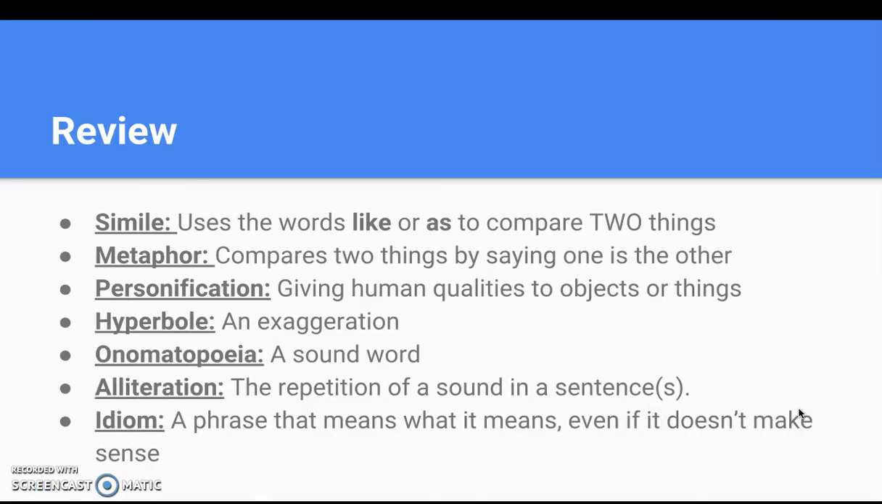So let's review the different figures of speech that we talked about today. A simile uses the words like or as to compare two things. A metaphor, on the other hand, compares two things by saying one is the other without using like or as. Personification gives human qualities to objects or things. A hyperbole is an exaggeration. An onomatopoeia is a sound word. Alliteration is the repetition of a sound in a sentence, often with consonants. An idiom is a phrase that means what it means, even if it doesn't make sense.